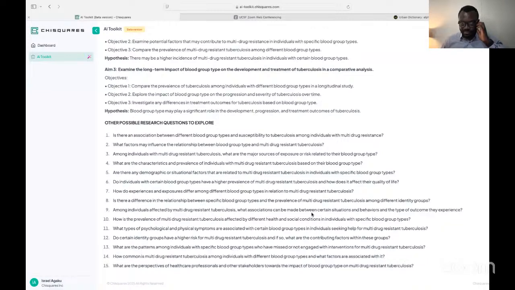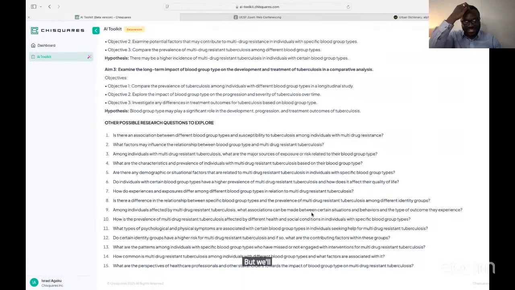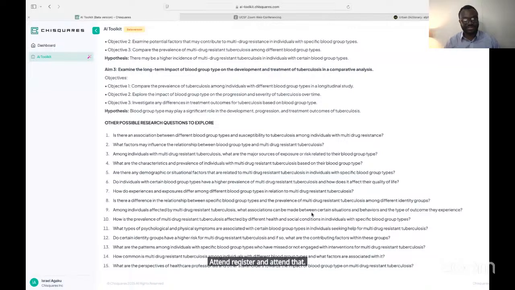I need an explanation on census techniques and data collection. That's a whole PhD, so we will not cover it in this class. We may have to look at a whole census for a whole country. Well, that's way beyond the scope of this lecture. But we'll have some sessions on data collection, and you can definitely attend those too. Like I said, we're having a partnership with the University of California to have a course on design of national survey, so you definitely want to register and attend that. We'll put out the flyer very soon.